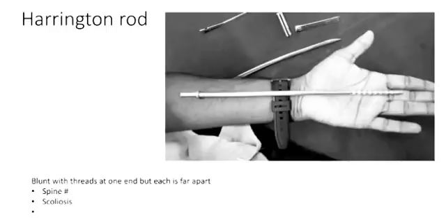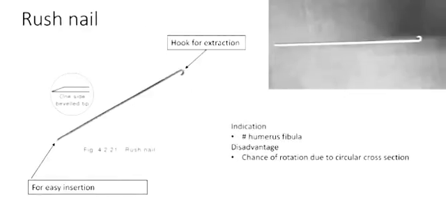Next is the Harrington's rod, blunt with threads at one end, but each is far apart. It is used for spine fracture and scoliosis. Next is the Rush nail, with a hook for extraction and a one-sided bevel tip for easy insertion. Indication is fracture of humerus and fibula, and the disadvantage is the chance of rotation due to circular cross section.